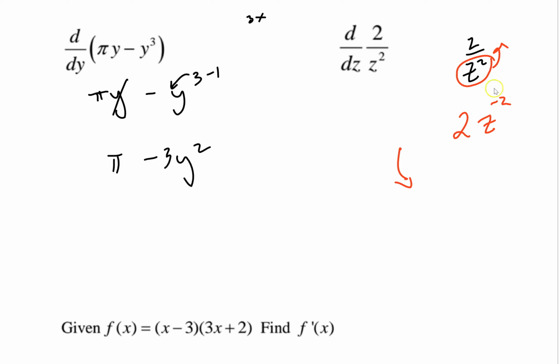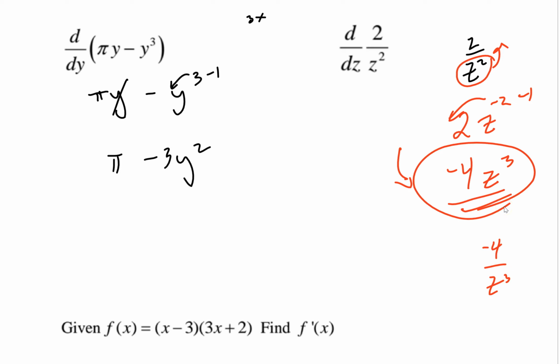Now you can take a derivative. Bring this down, subtract 1 off. Negative 4z to the negative 3. Again, that's fine unless you want to simplify it, or they ask you to simplify it. But this is fine.